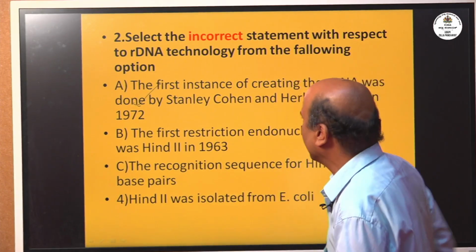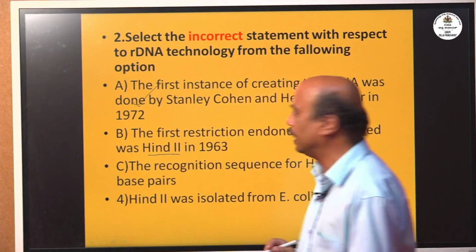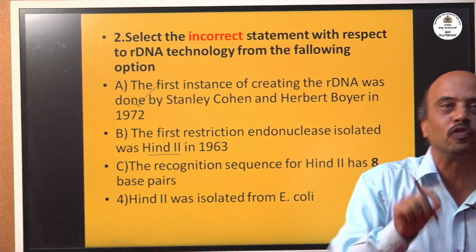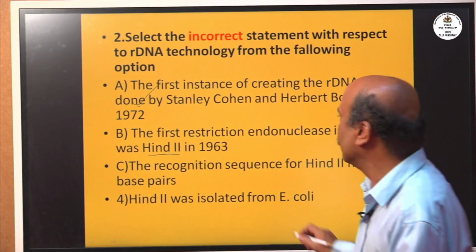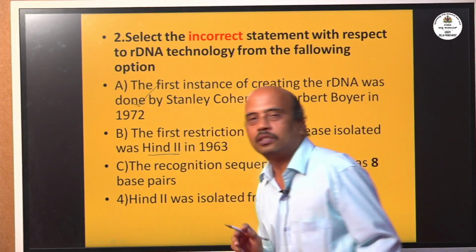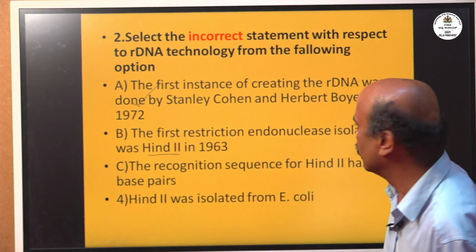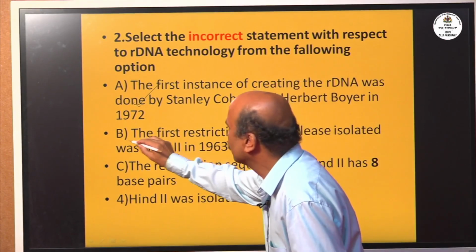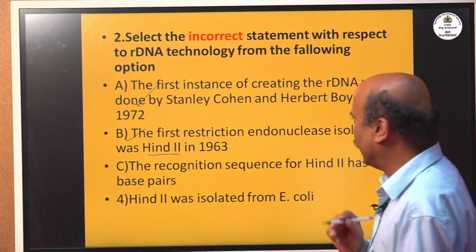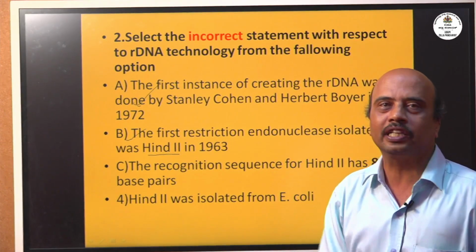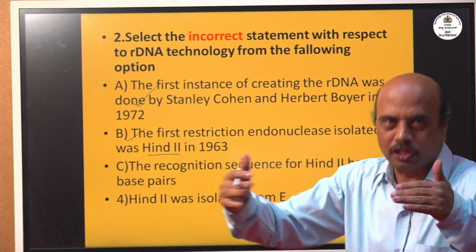That is correct. Next, the first restriction endonuclease isolated was Hind II. Hind means Haemophilus influenzae, strain number d, and the Roman numeral II means the order of isolation, which we will come across in appropriate questions. So that's also correct. The first restriction endonuclease isolated was Hind II in 1963. Arber and Smith isolated this, and that pushed modern biotechnology.